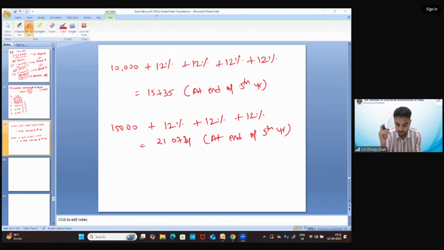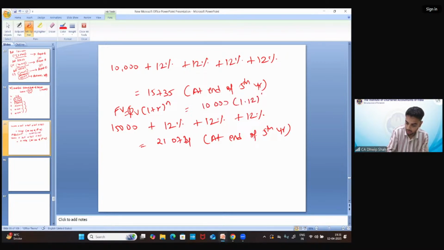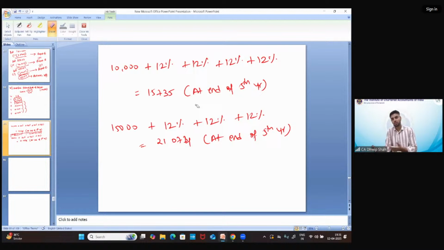Yes, we are finding the future value of 10,000. Correct. So another way of solving is using the formula for future value. Future value is equal to present value times (1 plus r) raised to n, which is nothing but 10,000 times 1.12 raised to 4. Okay? So doing it this way will also work, or you can just keep on adding 12%, 12%, that is also okay.